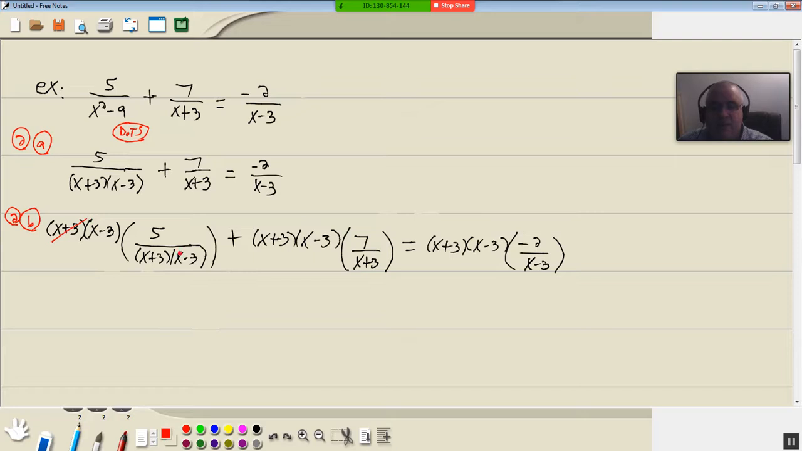Okay. This x plus 3 cancels this x plus 3. This x minus 3 cancels that x minus 3. This x plus 3 and this x plus 3 cancel. This x minus 3 and this x minus 3 cancel. So we're left with 5 plus 7 times x minus 3 is equal to negative 2 times x plus 3.